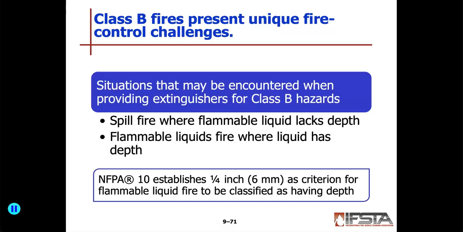Class B fires present unique fire control challenges. Situations that may be encountered when providing extinguishers for Class B hazards include spill fires, where the flammable liquid lacks depth, and flammable liquid fires where the liquid has depth. So is it a spill, or does it have a lot of depth and a lot of volume to the actual product that's being spilled? NFPA 10 establishes 1/4 inch as the criterion for flammable liquid fires to be classified as having depth. So it has to have at least 1/4 inch of depth.